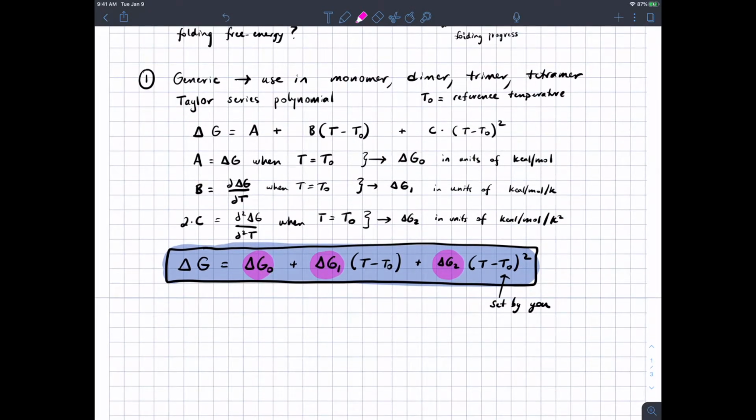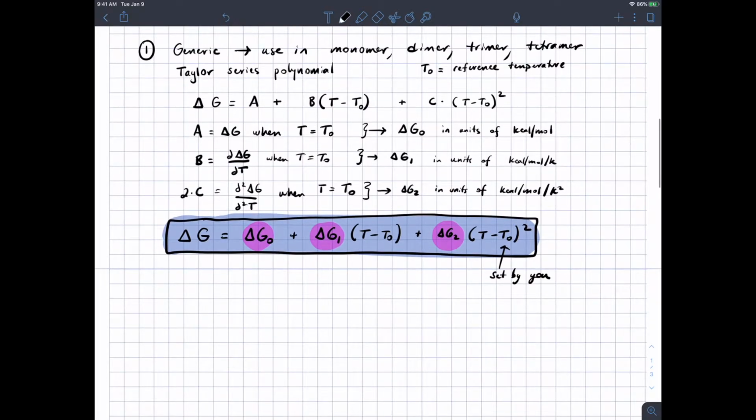All right, and so you can apply this evenly across monomer, dimer, trimer, tetramer. You could use this same expression for delta G. All right, the second method is also somewhat generic. But you do have to be careful with your choice of reference temperature. So you can use it for monomer, dimer, trimer, tetramer.